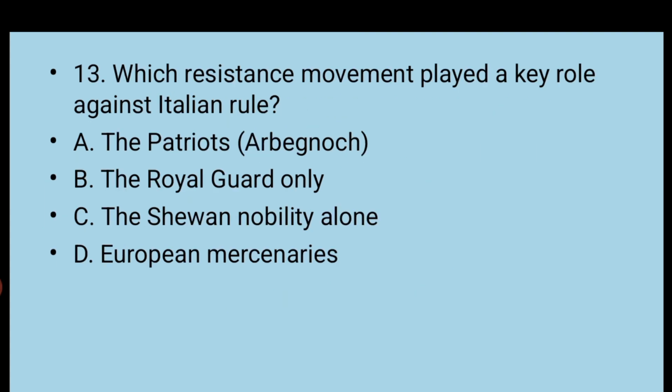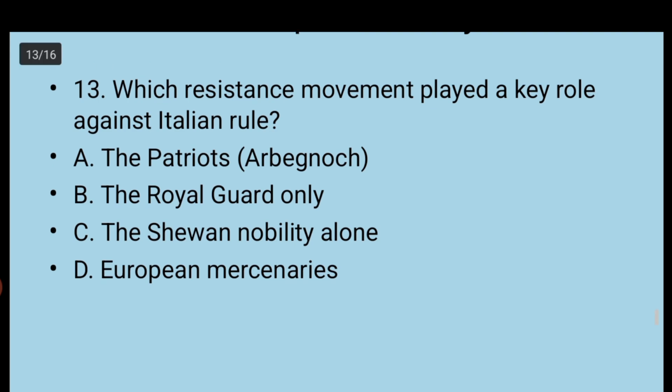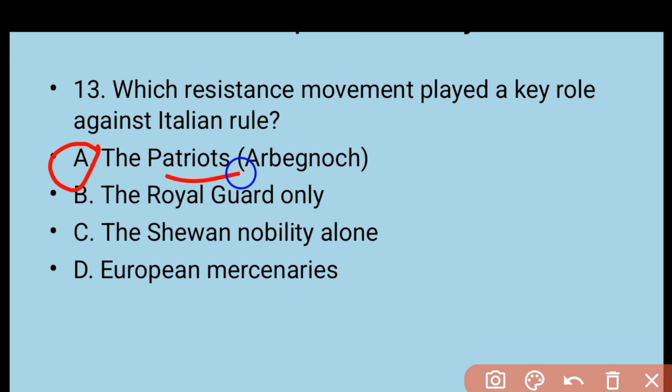Question number 13. Which resistance movement played a key role against Italian rule? A. The Patriots or Arbegnoch movement. B. The Royal Guard only. C. The Showa nobility alone. D. Ethiopian mercenaries. A. The Patriots, or the Arbegnoch, had a great contribution to the liberation of Ethiopia from the fascist Italian rule.